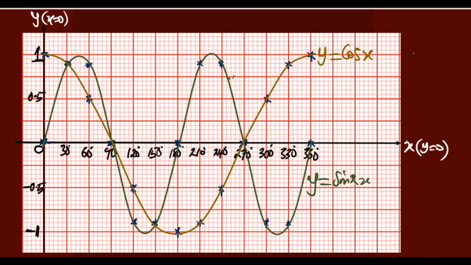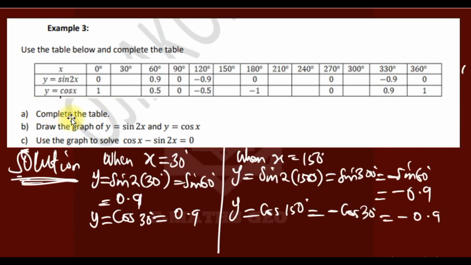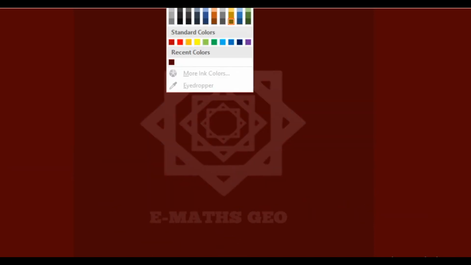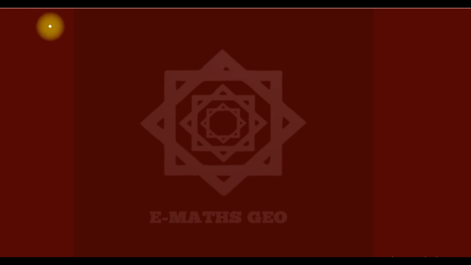They say use the graph and solve. We've done the first part, we've completed the table, we've drawn the graph. They say use it and solve cos x minus sine 2x equal to 0.